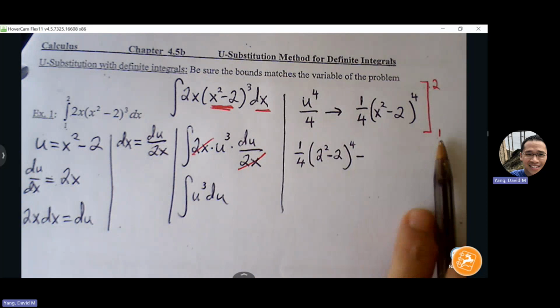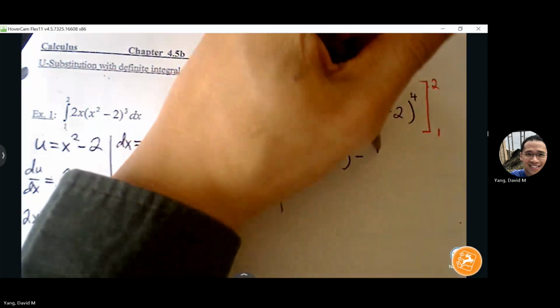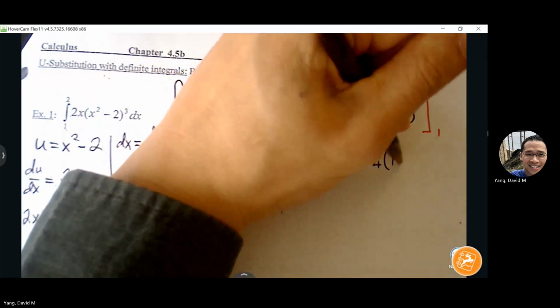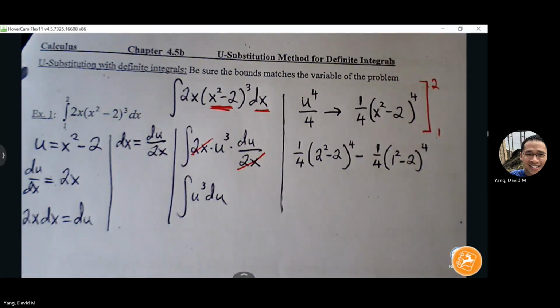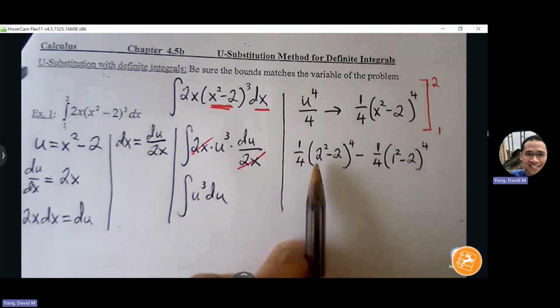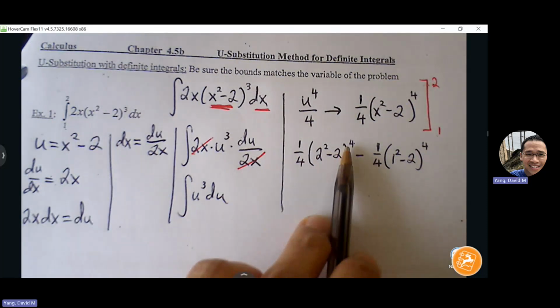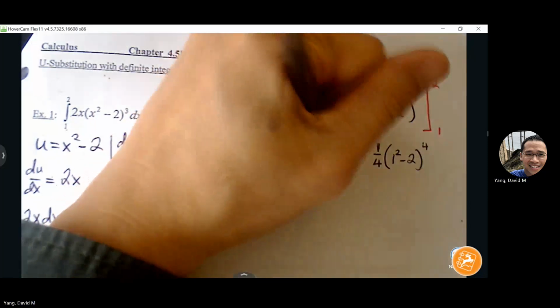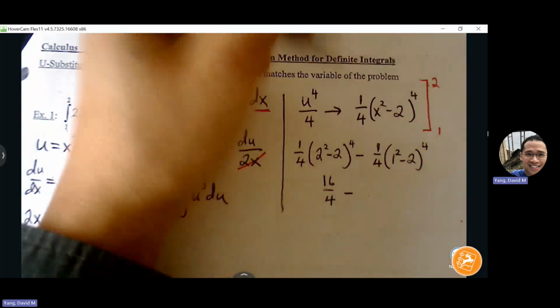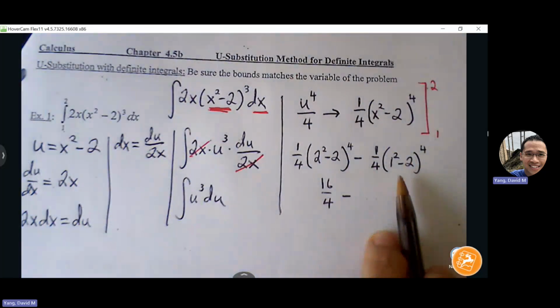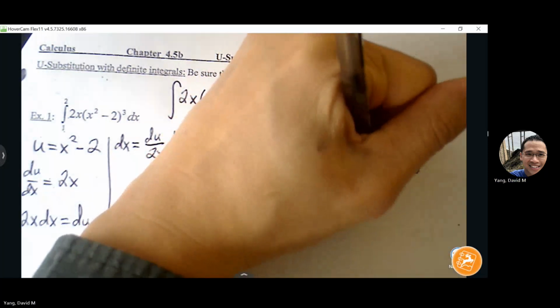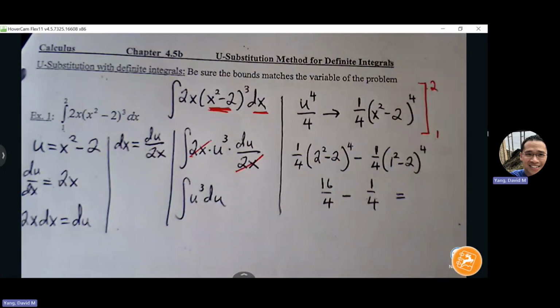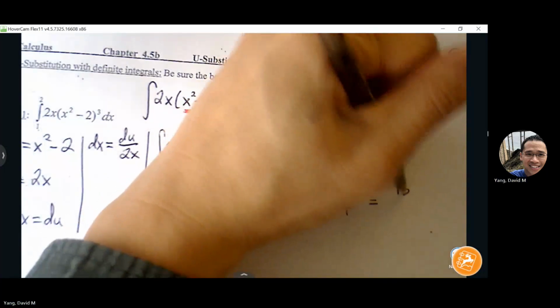Minus, right? Minus, then the lower bound gets involved. Okay, so 4 minus 2 is 2. 2 to the fourth is 16. I have 16 over 4 minus 1 minus 2 is negative 1. Negative 1 to the fourth is 1. So minus 1/4. What's my answer? 15 over 4.